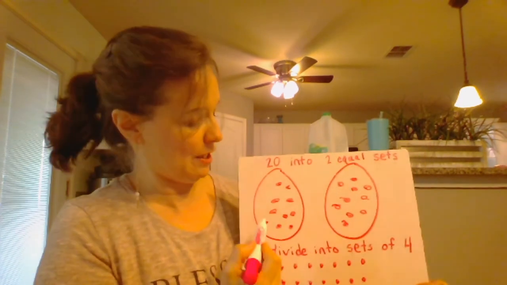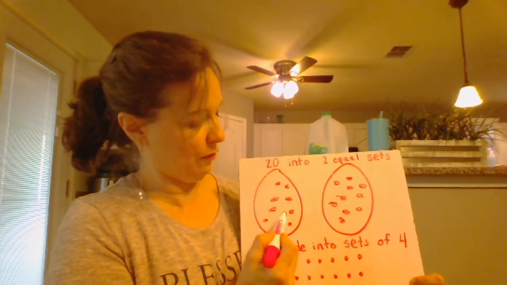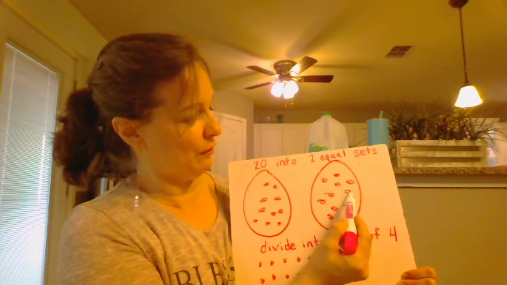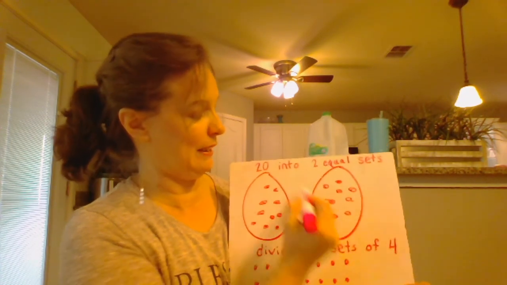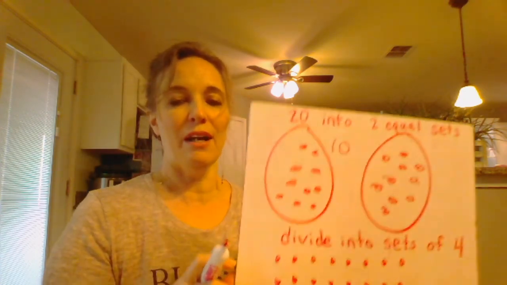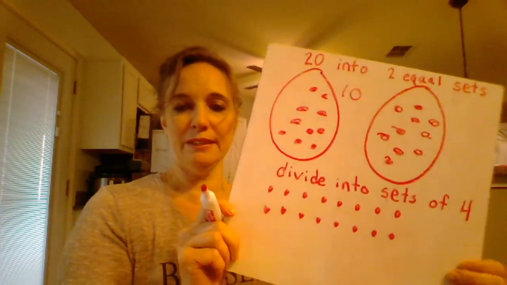Let's see how many in each set. 1, 2, 3, 4, 5, 6, 7, 8, 9, 10. 1, 2, 3, 4, 5, 6, 7, 8, 9, 10. 20 divided into 2 equal sets is 10. All right, now the bottom one is the easy one.